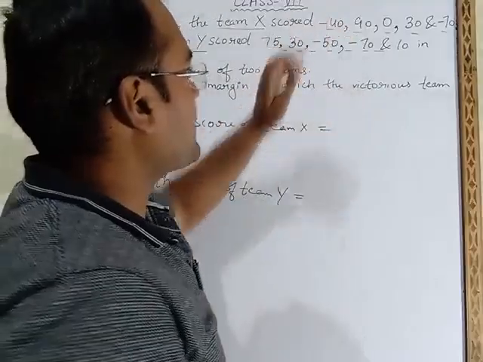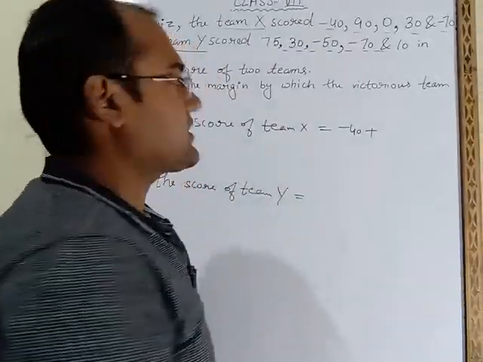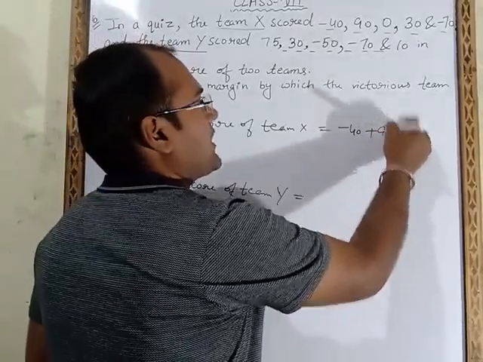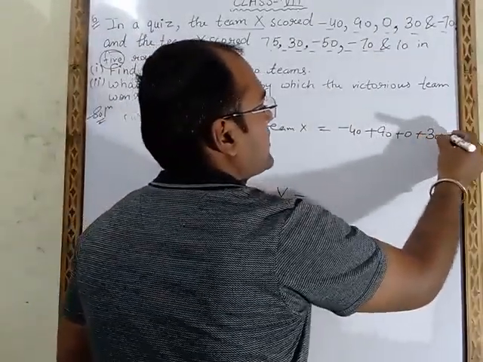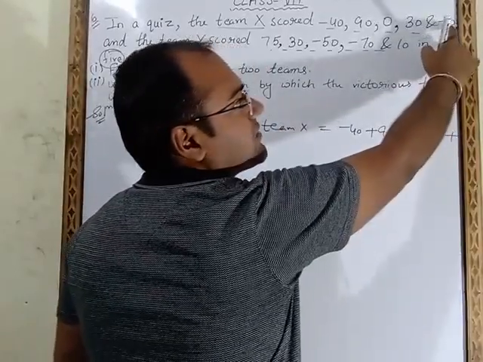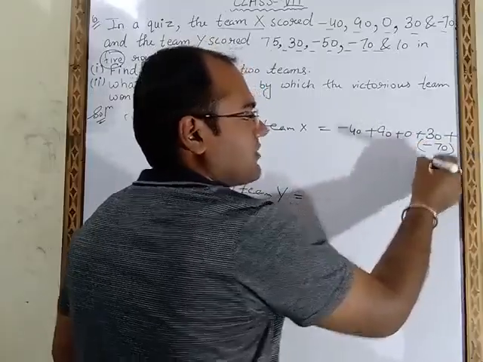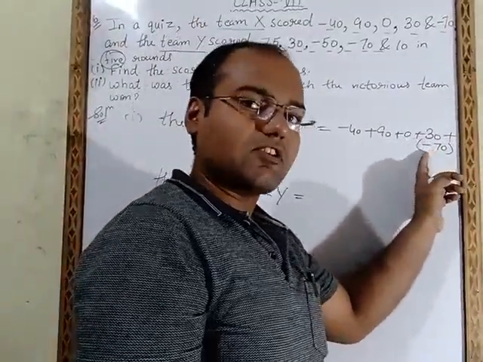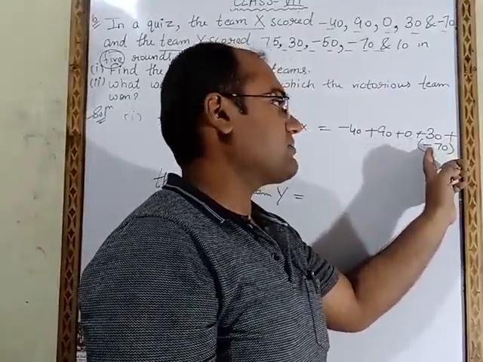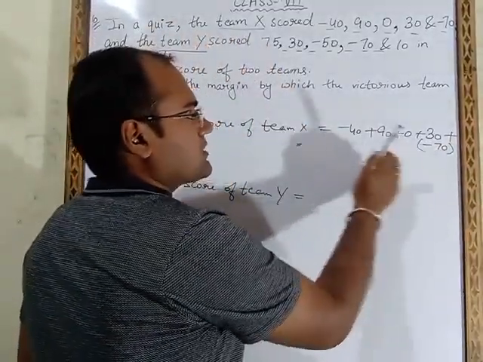In the first round, Team X got minus 40 marks. Then we have to add the marks of second round, 90. Then marks of third round, 0. Marks of fourth round, 30. Plus marks of fifth round. In the fifth round they got minus 70. So this minus 70 we have to write in the bracket because plus sign is also there and minus sign is also there. That's why we have to take this minus 70 in the bracket. Now what you have to do? First of all, you have to open this bracket.